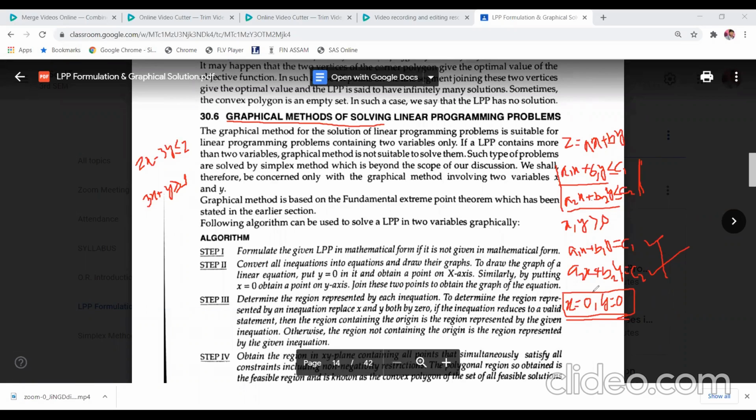So first you need to find the region for each line. How will you do it? Put x equal to 0 and y equal to 0 in each inequation. So first, if you put x equal to 0 and y equal to 0, the left side becomes 0. Is 0 less than or equal to 2? Is this statement true or not? Whether 0 is less than or equal to 2 or not?